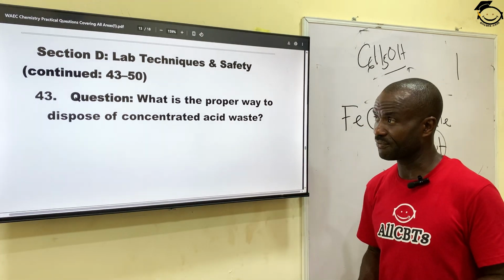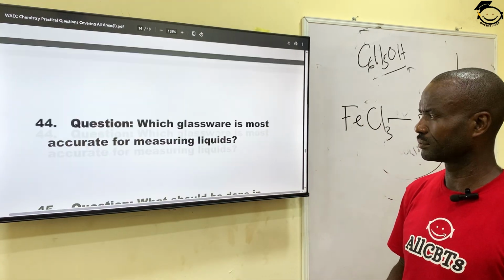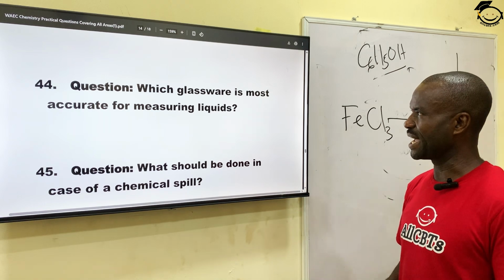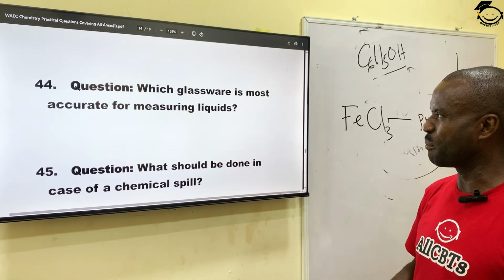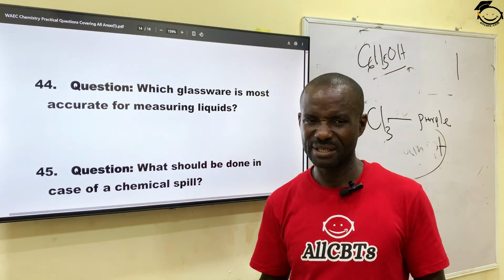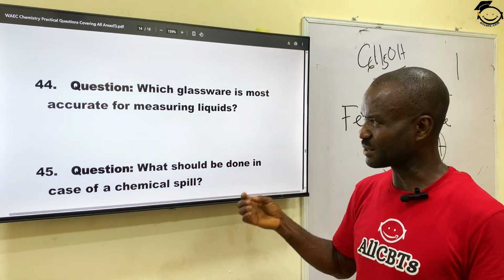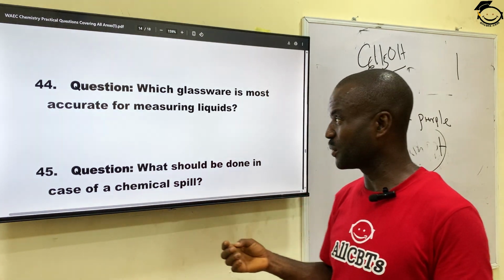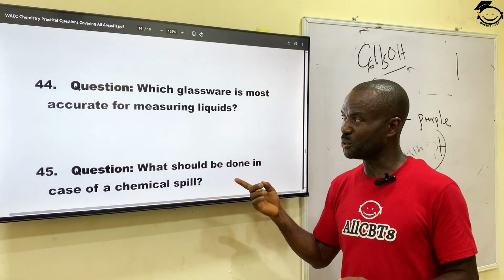Question 44. Which glassware is most accurate for measuring liquid? The best glassware for measuring the volume of liquid is the burette.